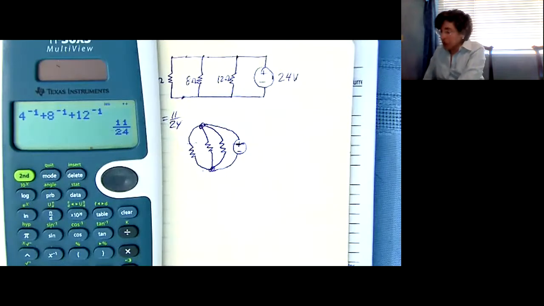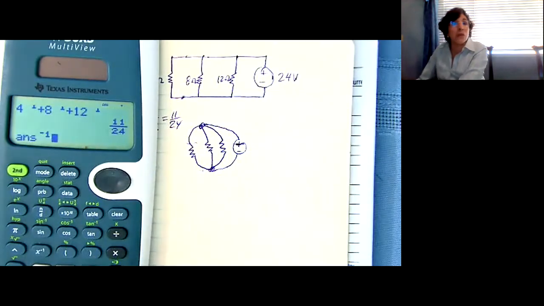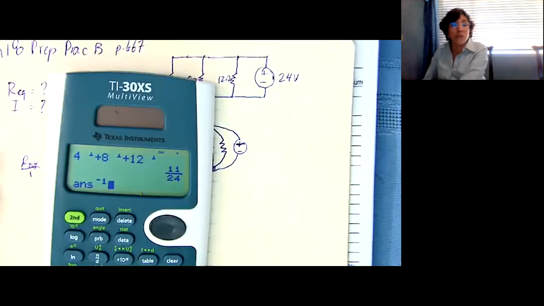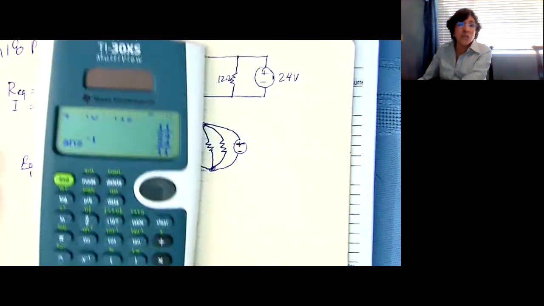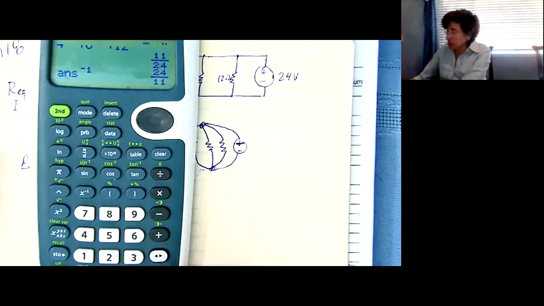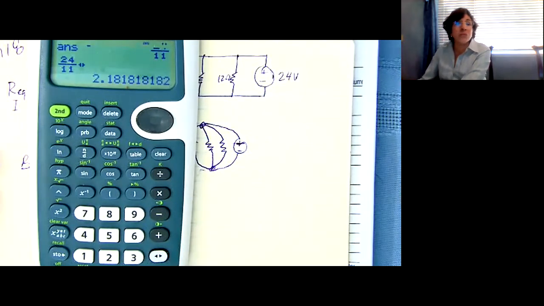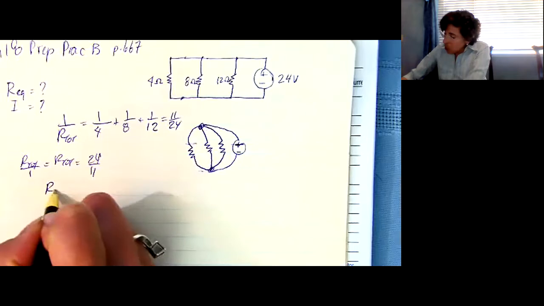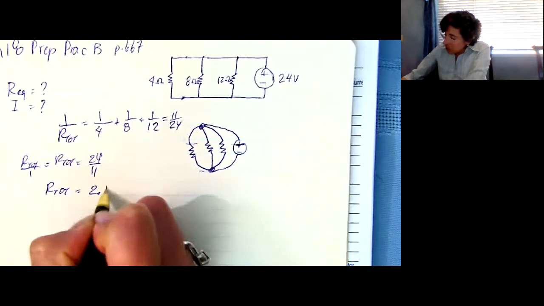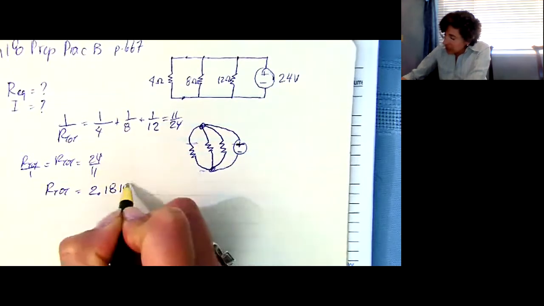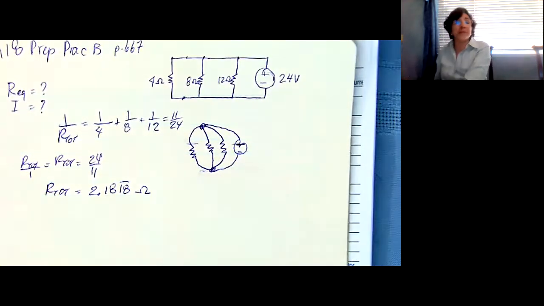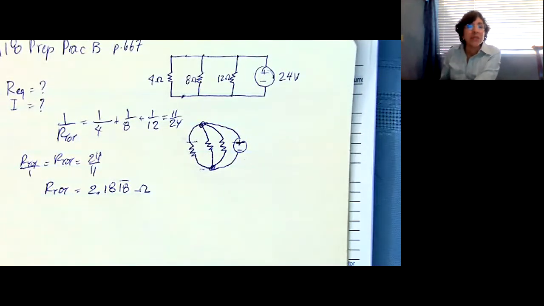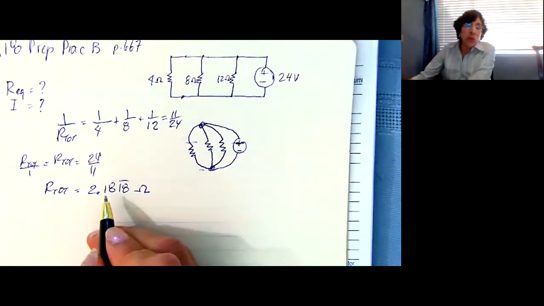Okay, now I want the reciprocal. So I'm going to say, give me the reciprocal. Oh, I already did that. 24 out of 11. I knew that, but tell me what that is. So I have to hit this button here. There it is, 2.18.18.18, repeating. So the total resistance is 2.18.18, etc. ohms. So there's my total resistance. We could round that up to 2.2.